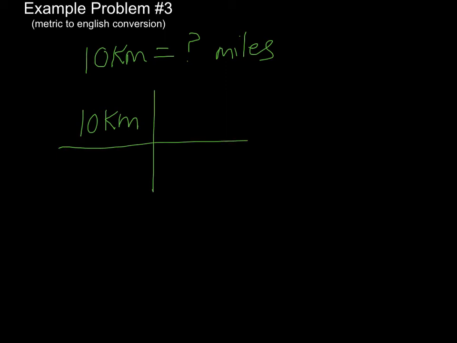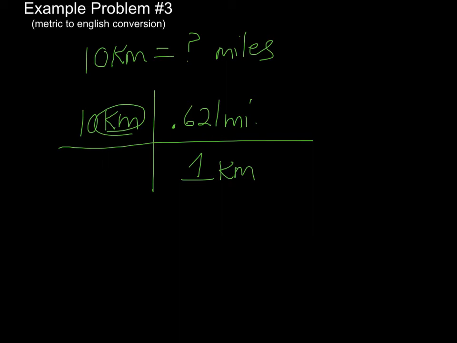Let's do 10 kilometers. And we want to know how many miles that is. Again, we'll set this up. 10 kilometers. Draw our factor label line. Again, if kilometers is here, kilometers has got to be down here. And I do know this, 1 kilometer is equivalent to 0.621 miles.